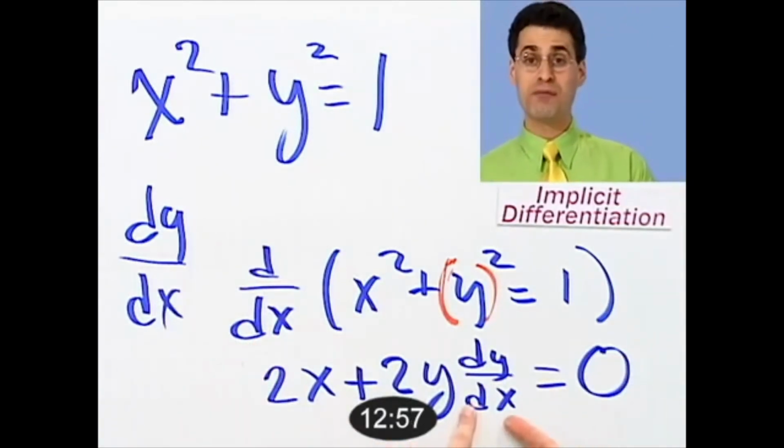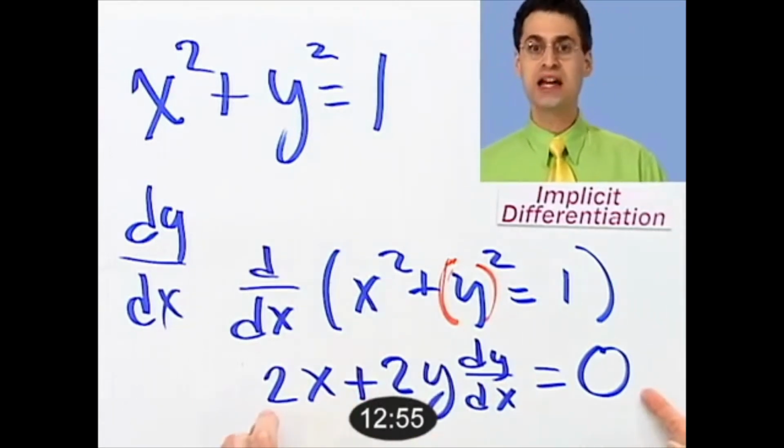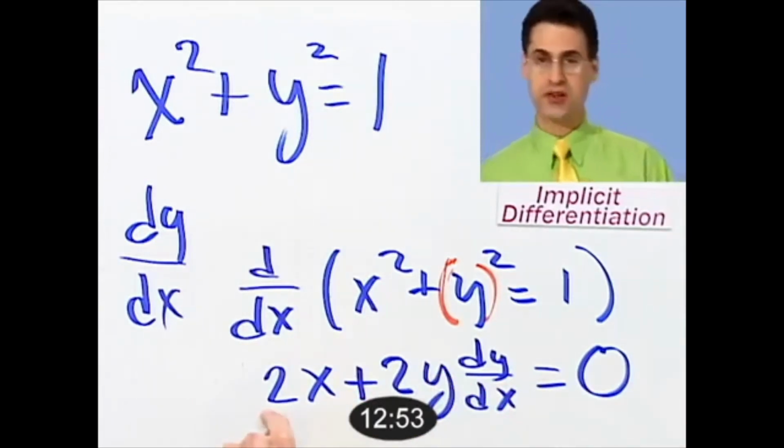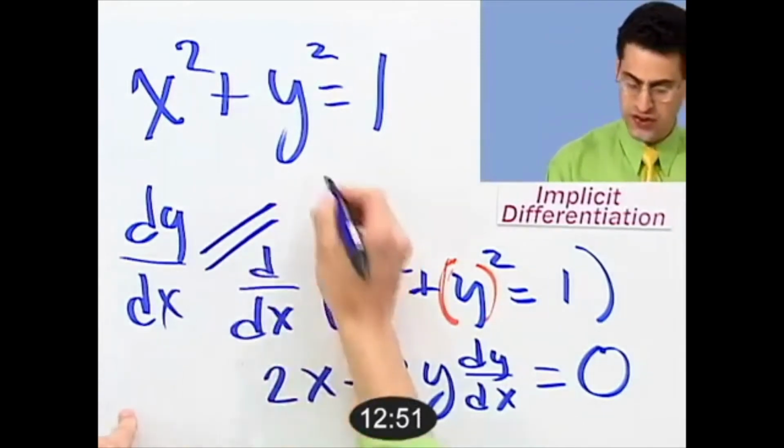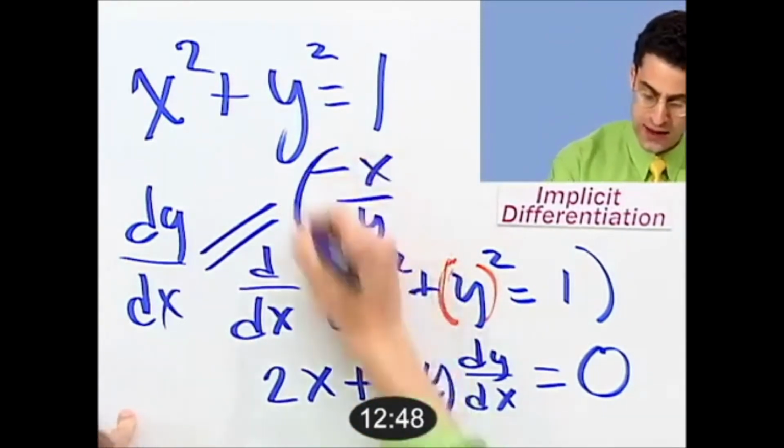And now you can actually solve this for dy dx by bringing this to the other side. That'd be a minus 2x. You divide by the 2y, and you see dy dx equals minus x over y. And there's the answer. So that's implicit differentiation. Just go right through and differentiate implicitly. When you have a relationship, you can still find the derivative. Great! We're making progress here, folks. We are cutting through this stuff.